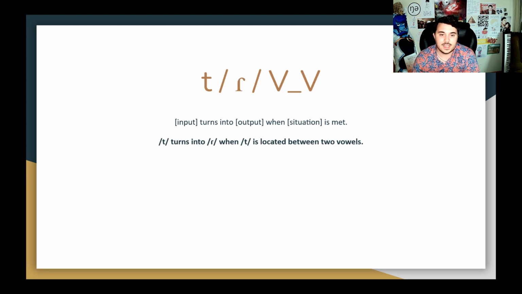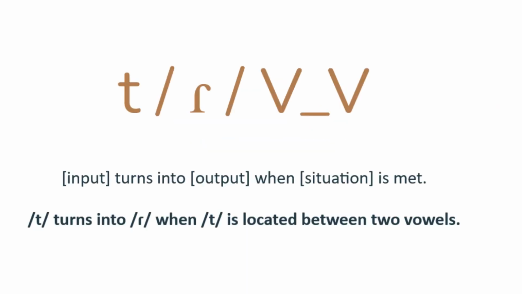So here's a little example. If input turns into output when situation is met, we have up here a t, and then we have a slash, and then a flap, slash, and then V underscore V. What does that mean? It means the phoneme t turns into a flap when t is located between two vowels. Now those capital V's don't signify any individual sound, they signify a category of sounds, which we have determined in this situation, V means vowels. It's kind of arbitrary, we're going to get to that.